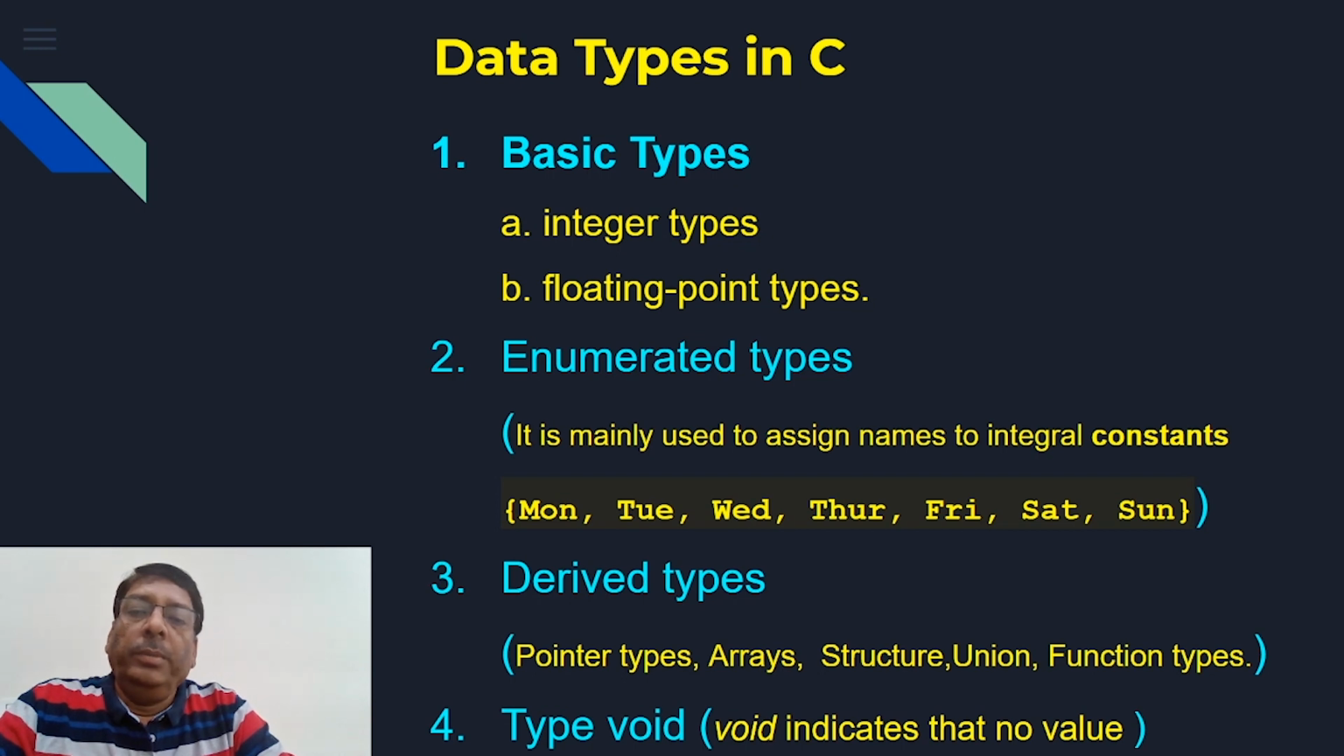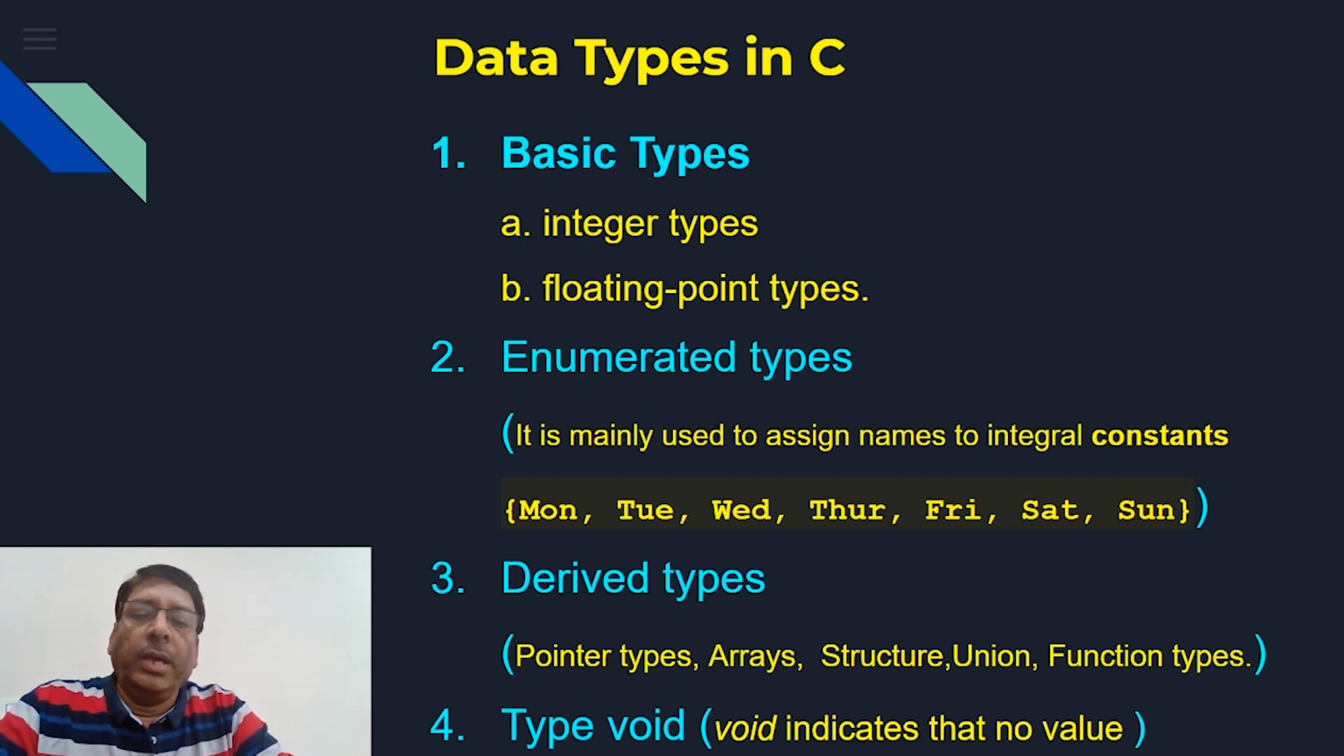Then coming to the enumerated data type, it is basically a user-defined data type which is used to assign names to integral constants. For example, if you have Monday, Tuesday, Wednesday up to Sunday, you can provide a value for Monday as 0, Tuesday as 1, and so on. We'll discuss more about enumerated data types, and we'll put it into practice and write some programs using this as we progress.